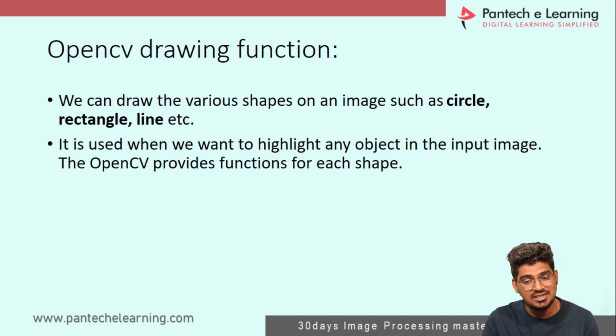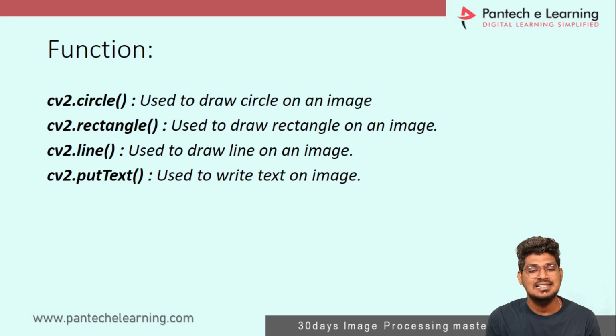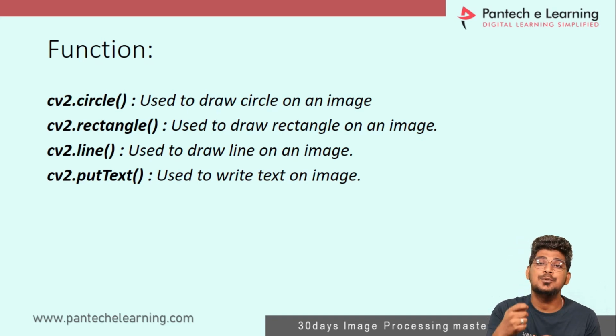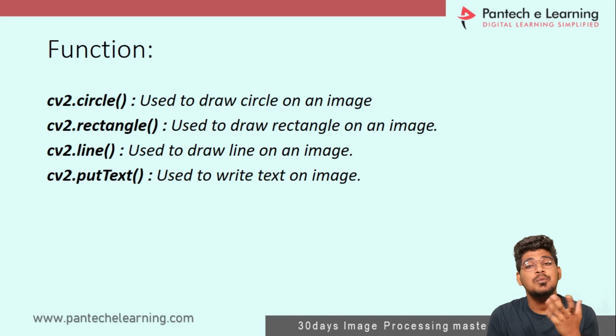What are the functions? cv2.circle is used to draw a circle on the image. The rectangle function is used to draw a rectangle on the image. The line function is used to draw a line on the image. And putText is used to write text on the image. That's it. I hope you understand.